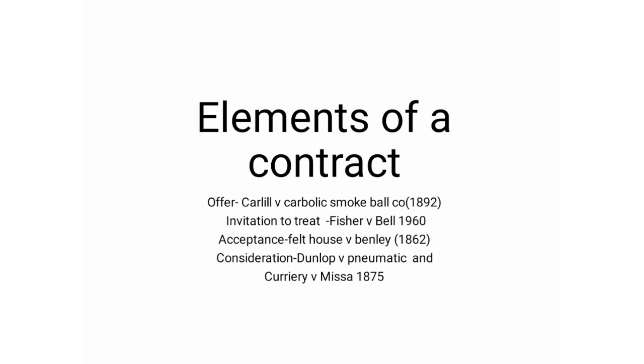So the first rule is that consideration must move from the promisor to the promisee. What do we mean here? There are two parties, promisor and promisee. Promisor is the one giving you the offer, and promisee is the one accepting. So in this situation, the supermarket attendant is the promisee and the buyer is the promisor. For consideration to be effective, the money, which is the consideration, should move from the buyer to the supermarket attendant. That is what that rule generally talks about.